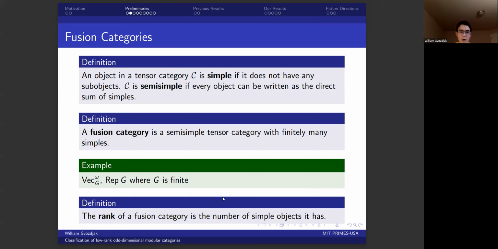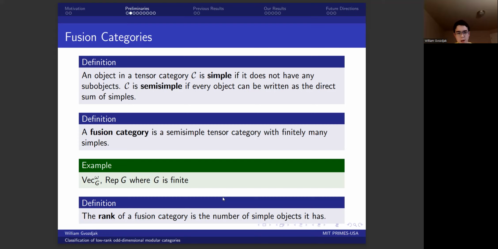So for a fusion category, it's a tensor category, and we not just require that it's semi-simple, so it satisfies this condition that you can take the direct sums of all the simple objects to make every single object. But we also require that there are finitely many simples in our fusion category. So there's some finite set of simple objects in our category, and we can make every single object using those.